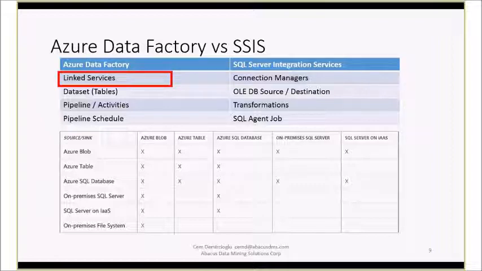It supports, as a source, Azure Blob, Azure Table, Azure SQL Database, on-premise SQL Server, SQL Server on IaaS, which means if you have a VM running on Azure, it supports it. You can connect to it. On-premise file system, which is NTFS file system. And these are all the sources. Does this make sense?